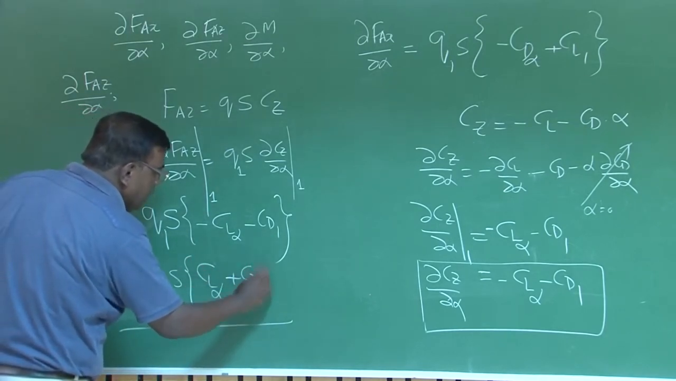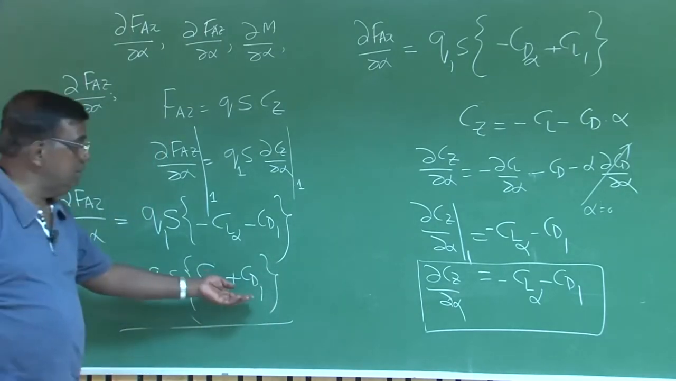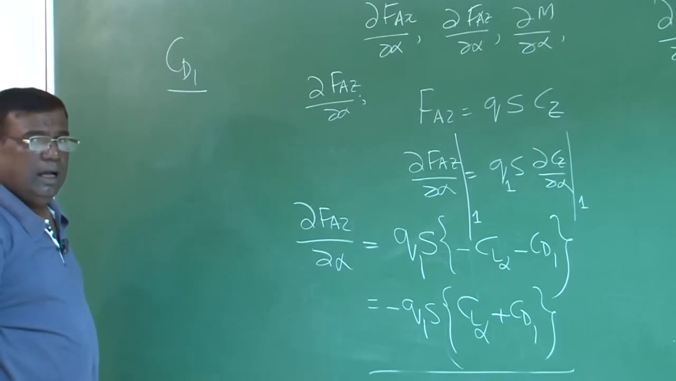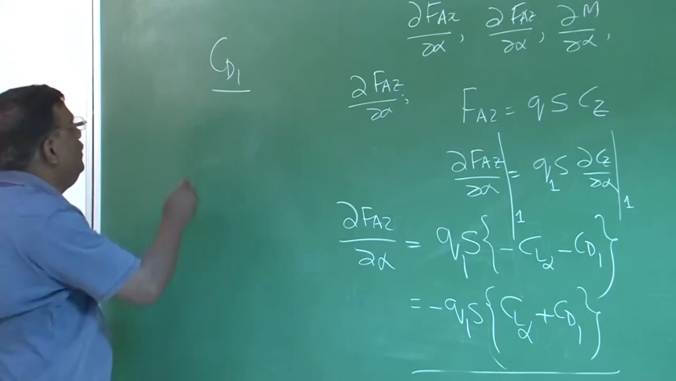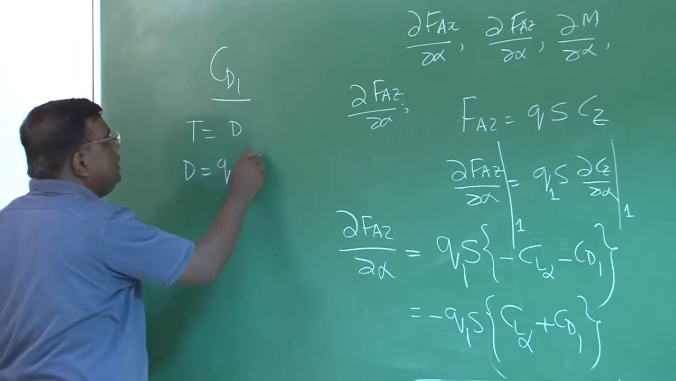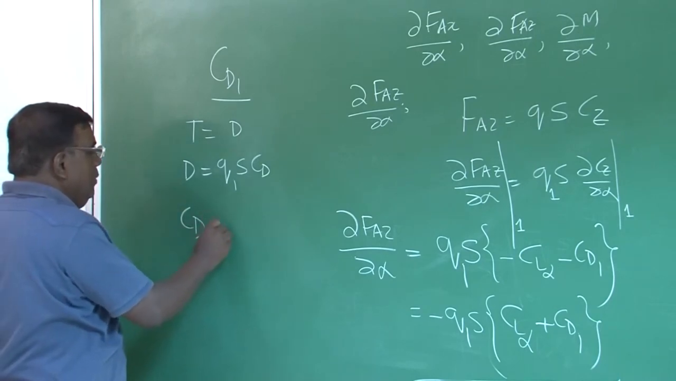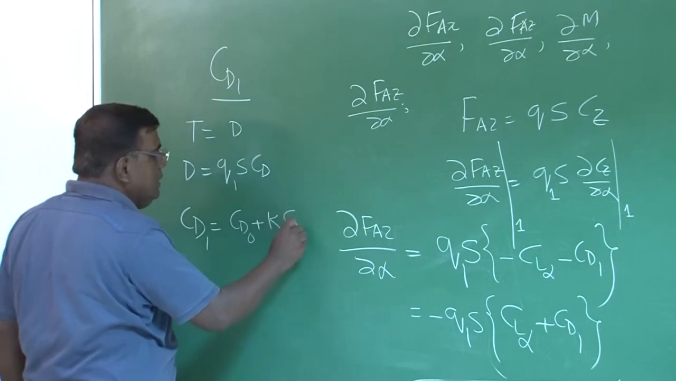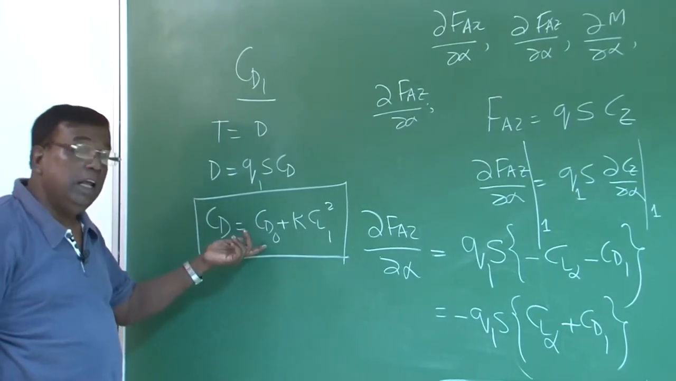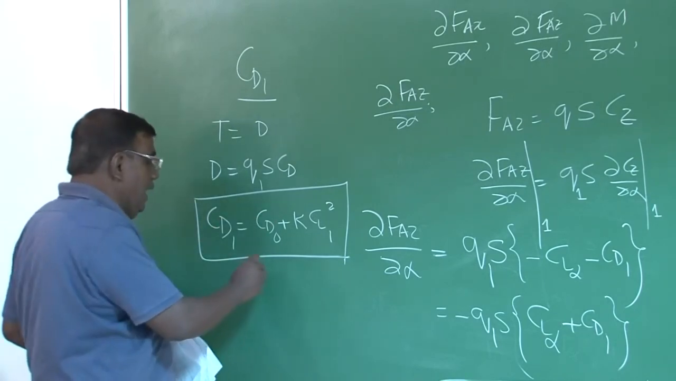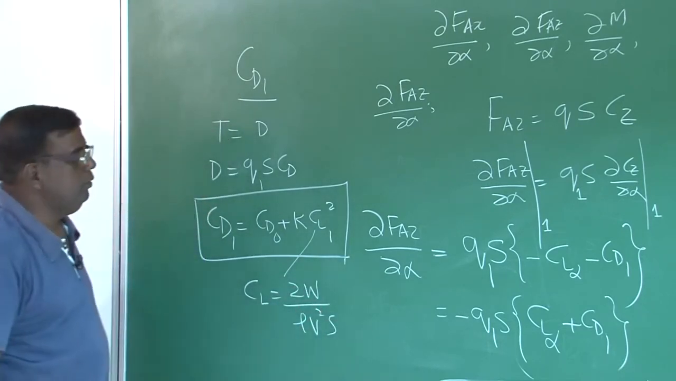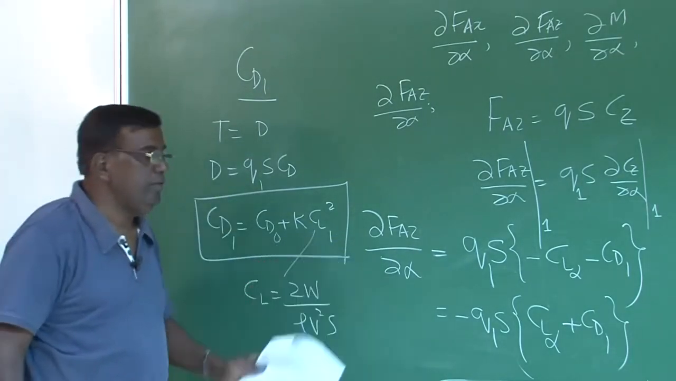Now the question comes, what is CD1? CD1 means the drag coefficient at steady state, and for our case, steady state is the cruise. I know that thrust equals drag, and drag can be written as Q1 S CD, and CD1 will be CD naught plus K CL1 square. So I can easily find out CD1 if I know the drag polar of the airplane, and at what CL the airplane is flying, which I always know from the fact that lift equals weight, giving CL equal to 2W by rho V square S. So simple, right?